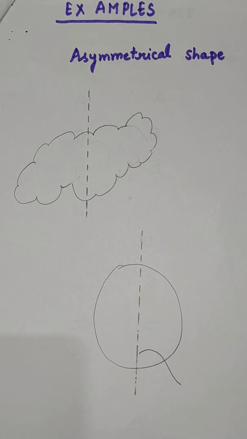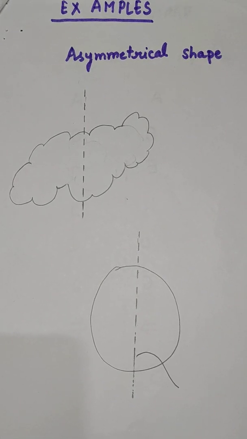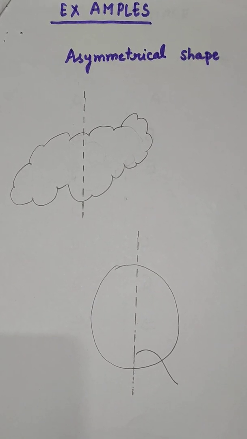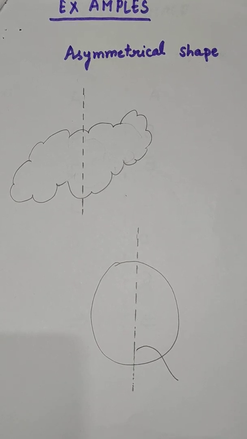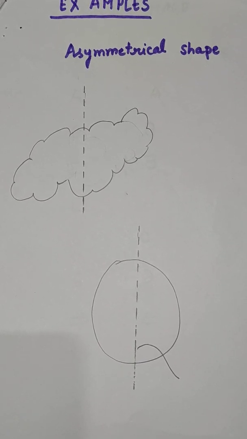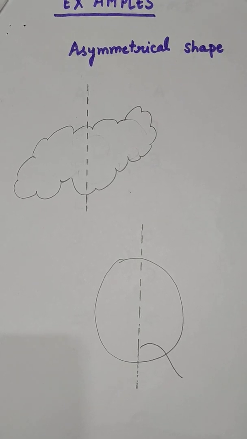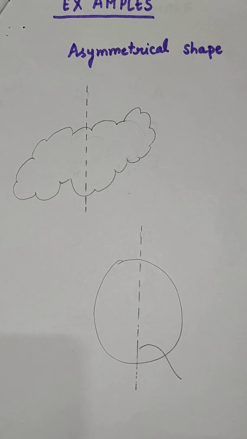If we draw the line of symmetry and both the sides are not equal or the same when we fold it, then it is called an asymmetrical shape. The line of symmetry is always drawn as a dotted line from the middle. So this is an asymmetrical shape because if we fold it, it is not the same on both sides.